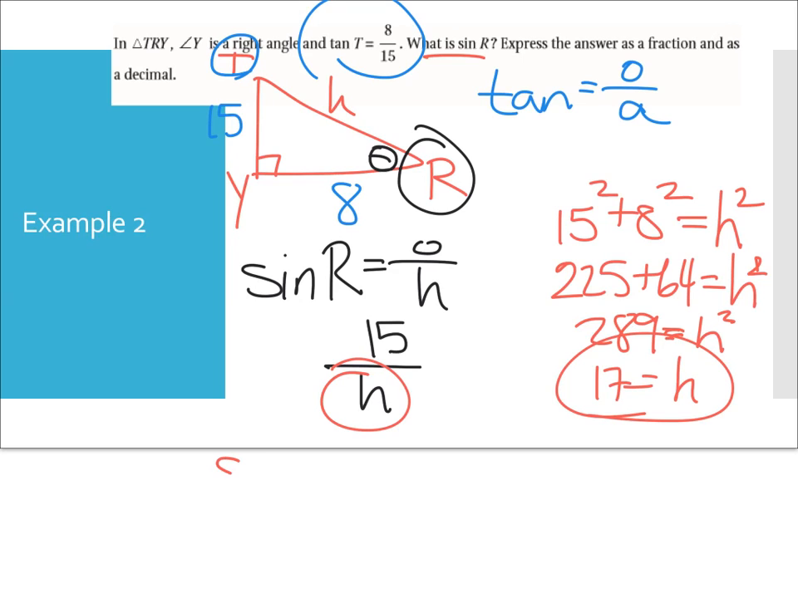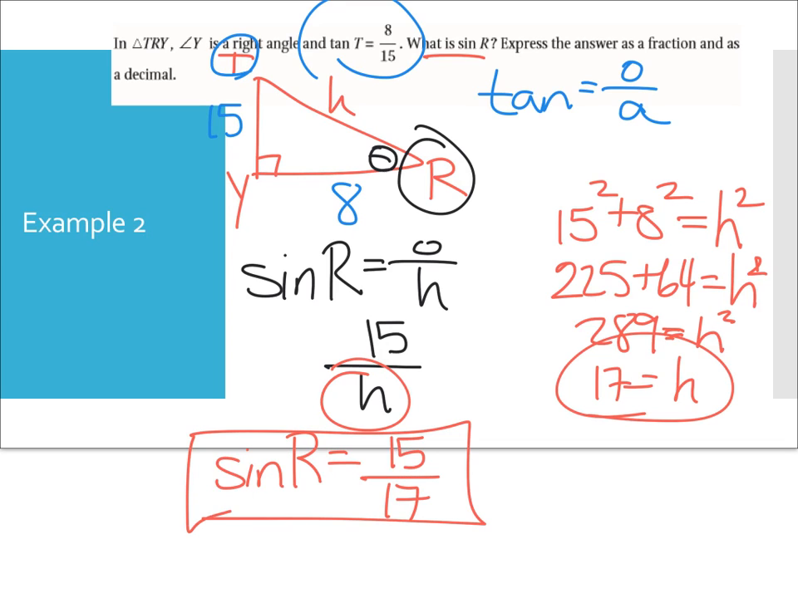So now for the sine of R, come back over here to this problem. O over H is 15 over 17. We just found the sine of R, and it does say to express your answer as both the fraction, the ratio, and a decimal. So punch in 15 divided by 17, and you'll have the sine of R as a decimal.